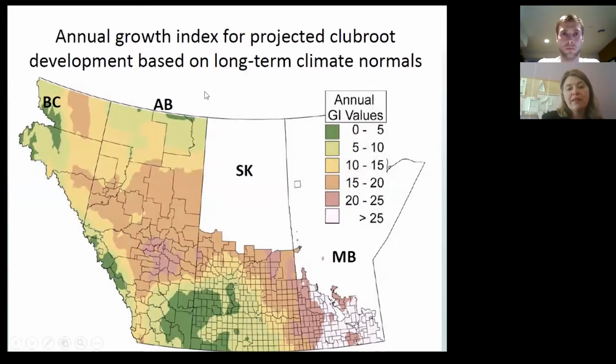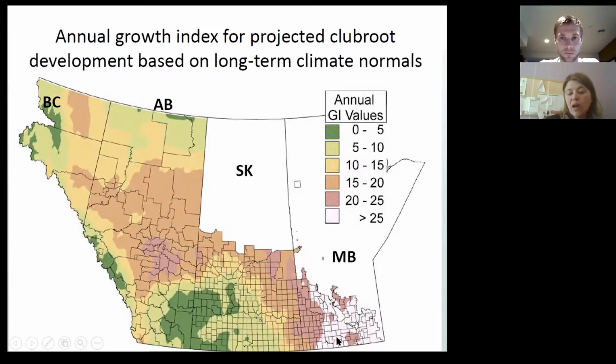One thing that we have known for a long time is this projection of where they thought clubroot would go. So here's Alberta, here's our epicenter. Annual index for development, very high, 20 to 25. But if we start scooting across to Manitoba, we're even higher.